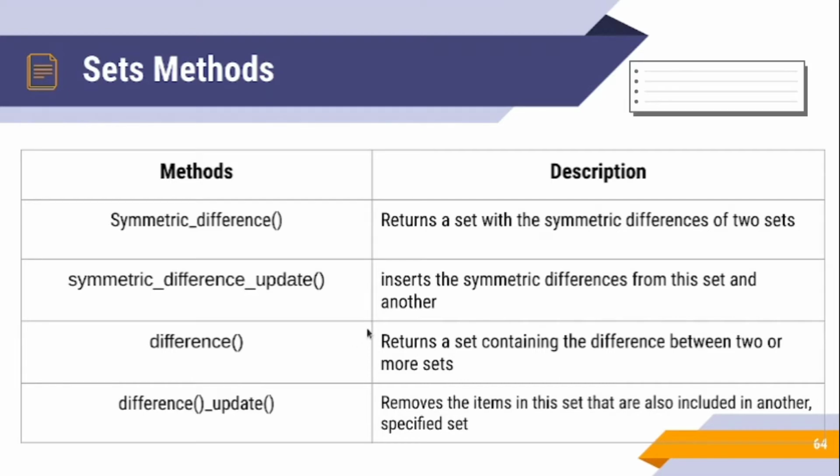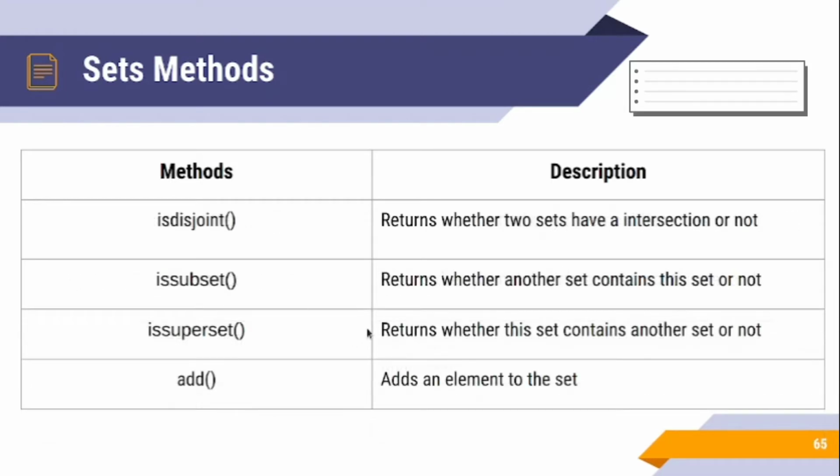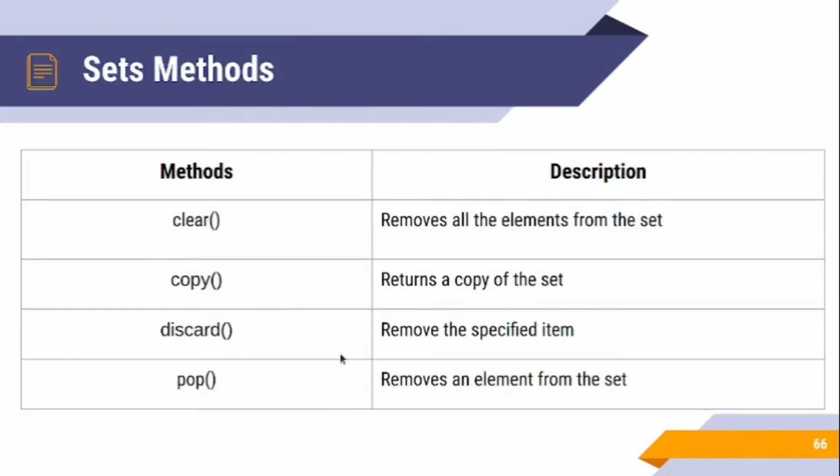Next is isdisjoint, which returns whether two sets have an intersection or not. Issubset returns whether another set contains this set or not. With the add method you can add a single element to the set. With the clear method you can remove all the elements from the set, and with the copy method you can return a copy of the set.